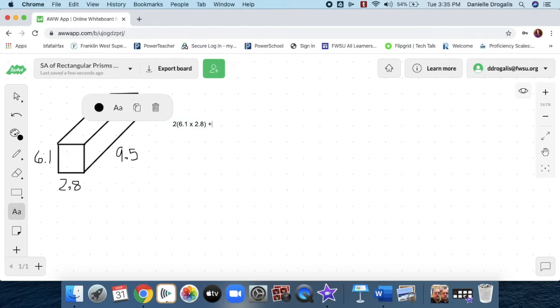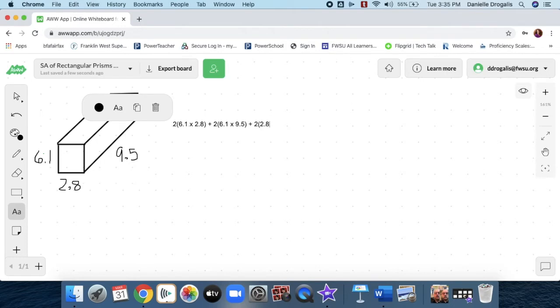I'm going to set up to already jump in to show my adding. I've got 2 faces that are 6.1 times 9.5. And then I have the top and the bottom faces that are also identical. This is a 2.8 edge that is being multiplied by a 9.5 edge, and again 2 copies of that.